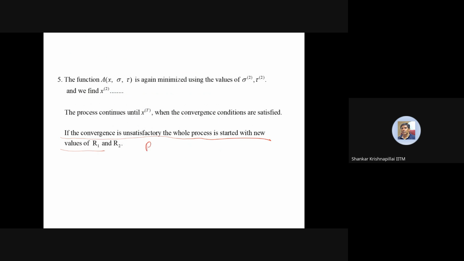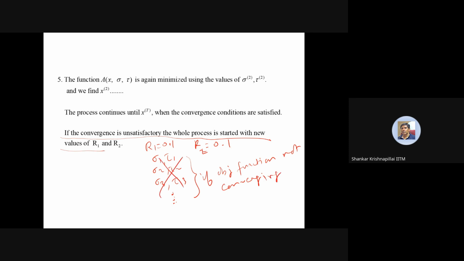So it is like this. So first you put R1.1, R2.1. Okay. Then you put various values of sigma 1, tau 1, sigma 2, tau 2, sigma 3, tau 3, etc. Okay. So if the objective function is not converging, then you stop these iterations, you repeat everything with R1 equal to 1 and R2 equal to 1.